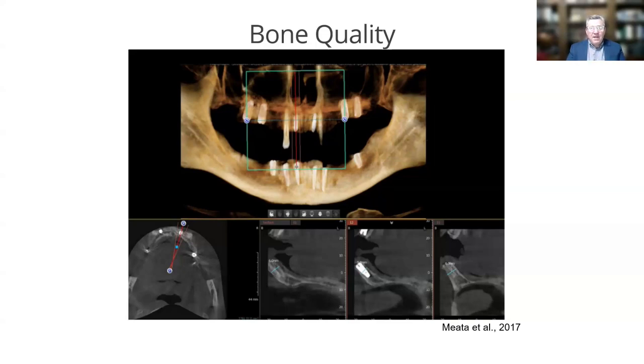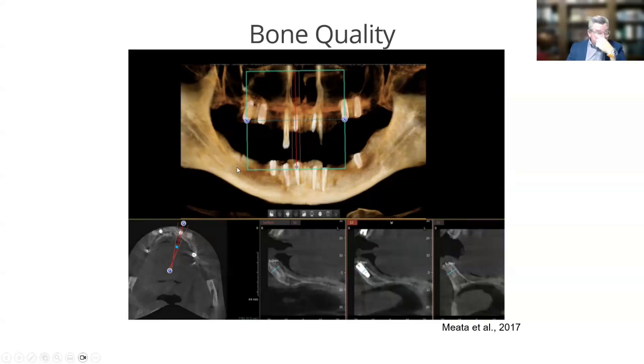Okay, and it's really fun. But not only fun. It's informative. Okay, and it's responsible. So what are we talking about? We're talking about what do we see when we look at a CBCT?